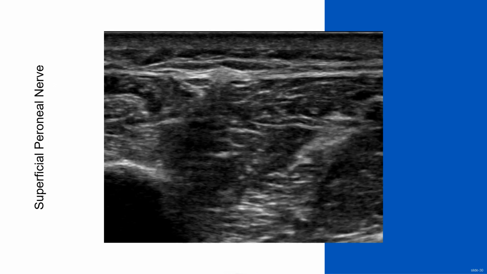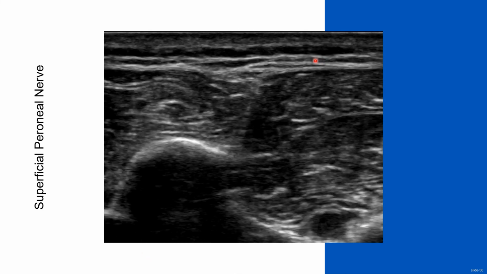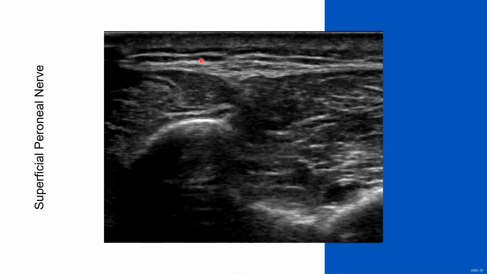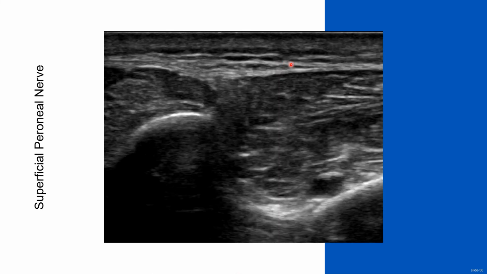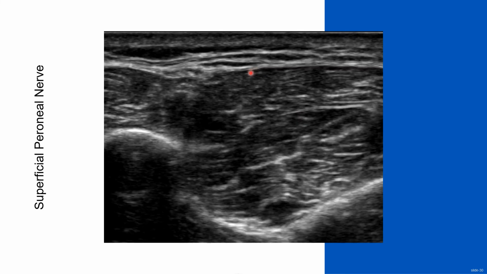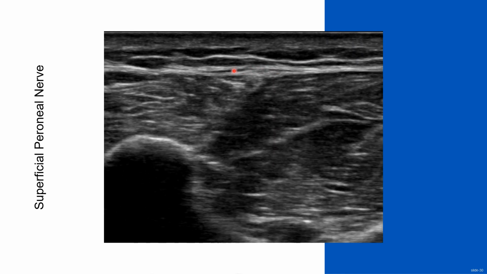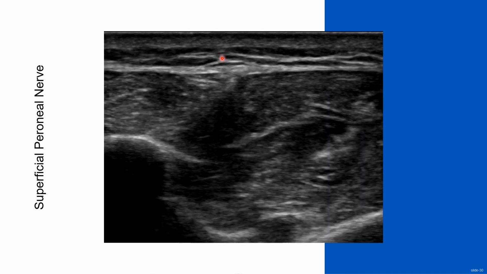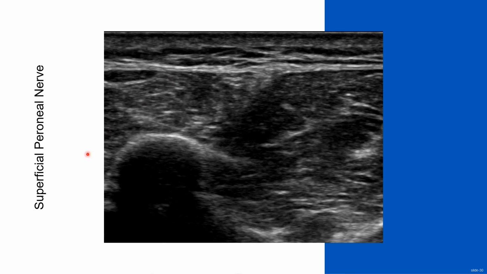The superficial peroneal nerve, as its name implies, is extremely superficial. It lies in the tissue plane directly above the peroneus brevis muscle and the extensor digitorum longus. The peroneus brevis muscle is on the left side of the screen here, and the extensor digitorum longus is on the right side. There is a tissue plane between the two muscles that points directly to the nerve. Occasionally, the fibula is also somewhat pointed and points directly to the nerve. The nerve sits in a small hammock-like structure at the intersection of the two muscles.